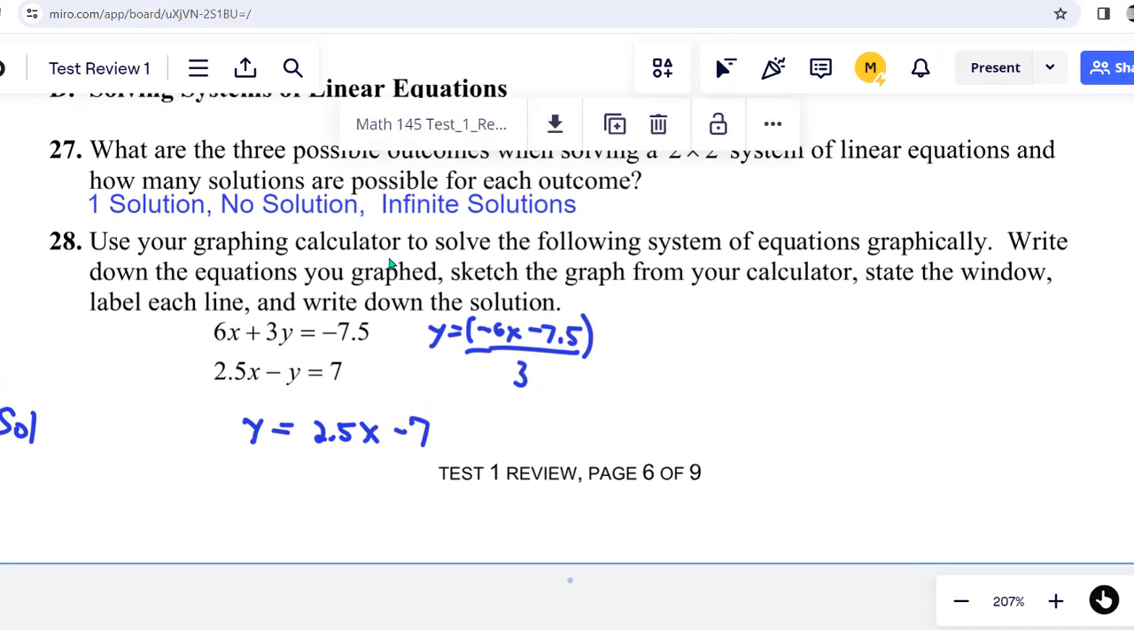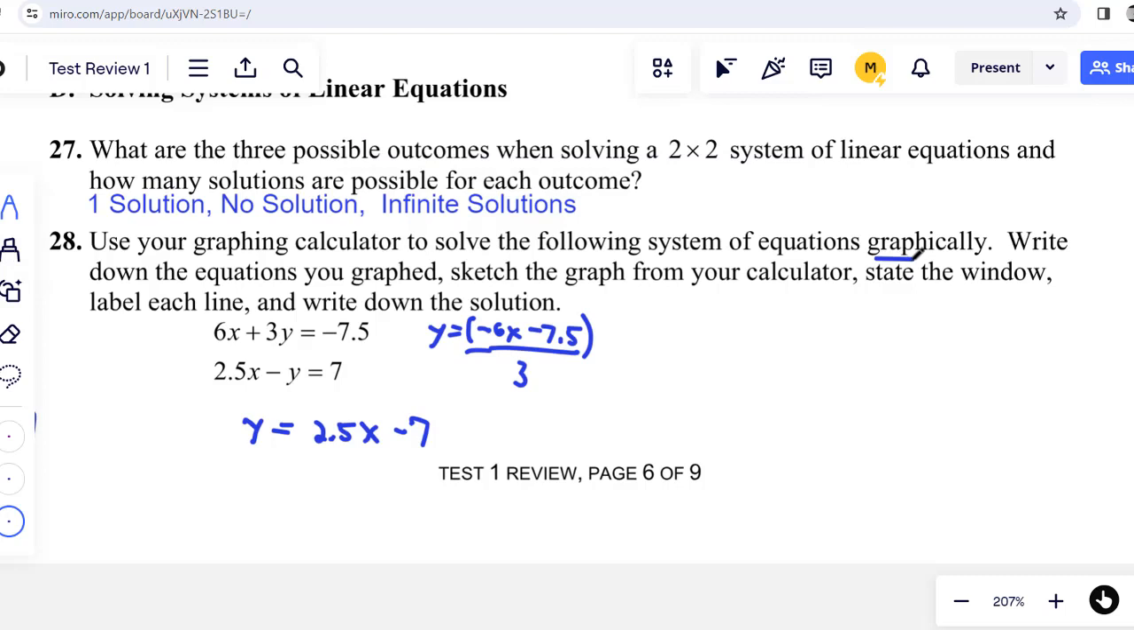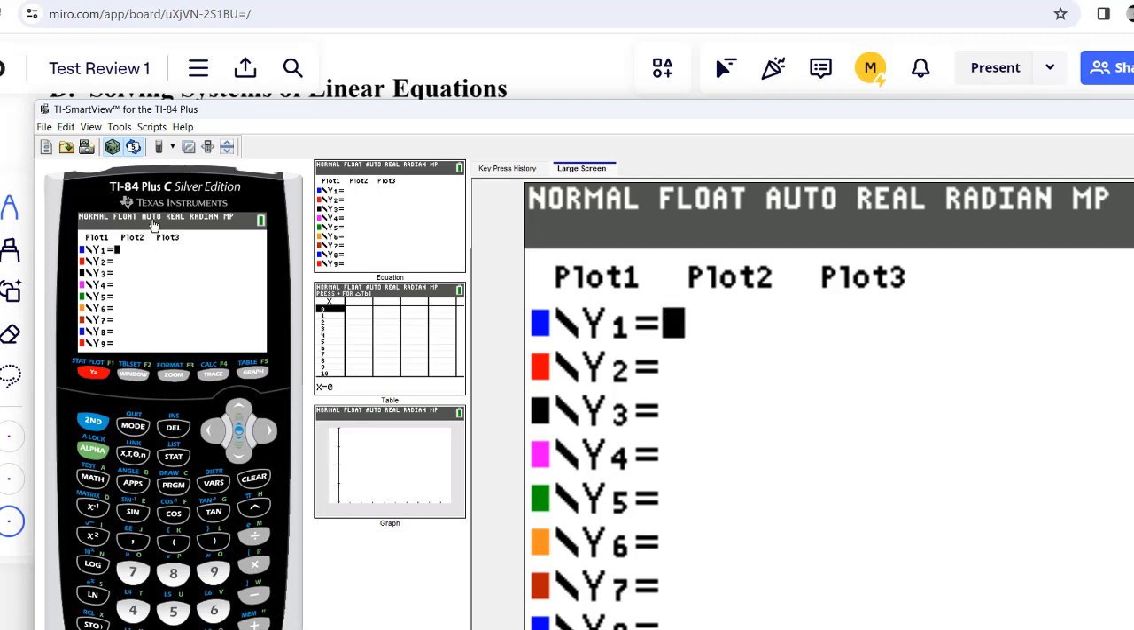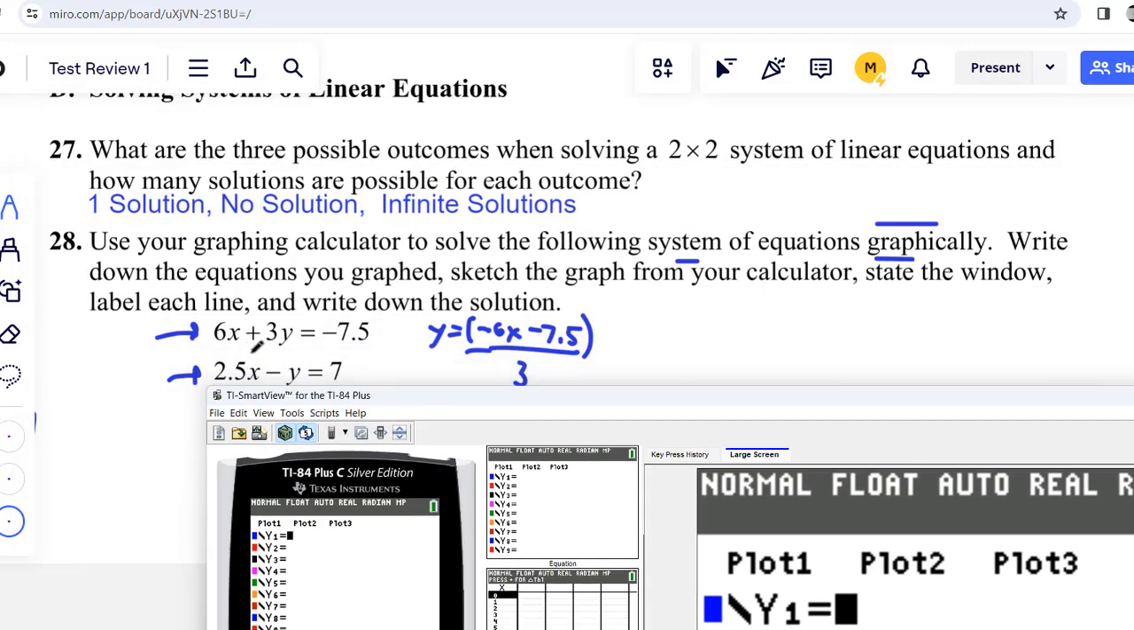Number 28 says, use your graphing calculator to solve the following system of equations graphically. So again, we know how to solve systems by the method of substitution, the elimination method, the addition method, but here they're specifically saying graphically. So we have to rewrite these equations in terms of y, meaning get y by itself, because our calculators, when you press y equals, start with a y, right? So instead of typing in 6x plus 3y, we have to get y by itself. So I subtract 6x from both sides and then divide everything by this 3 to get y by itself.